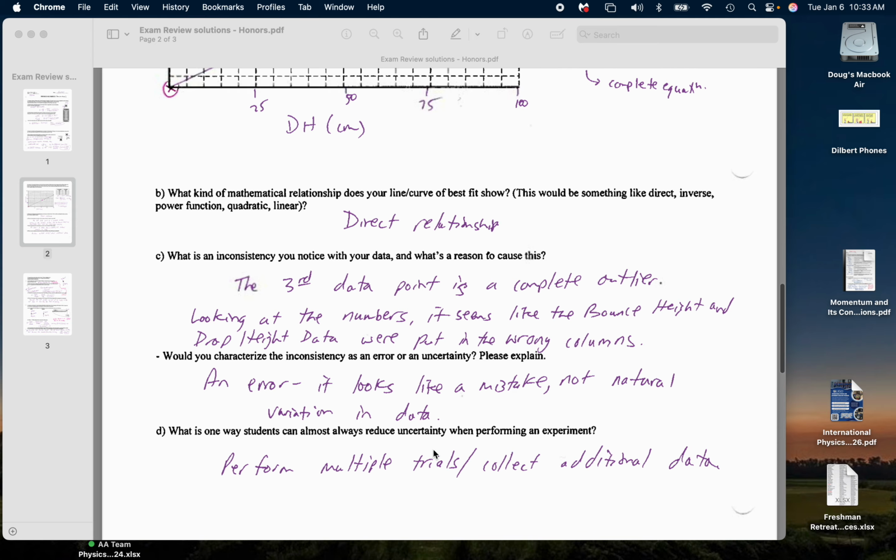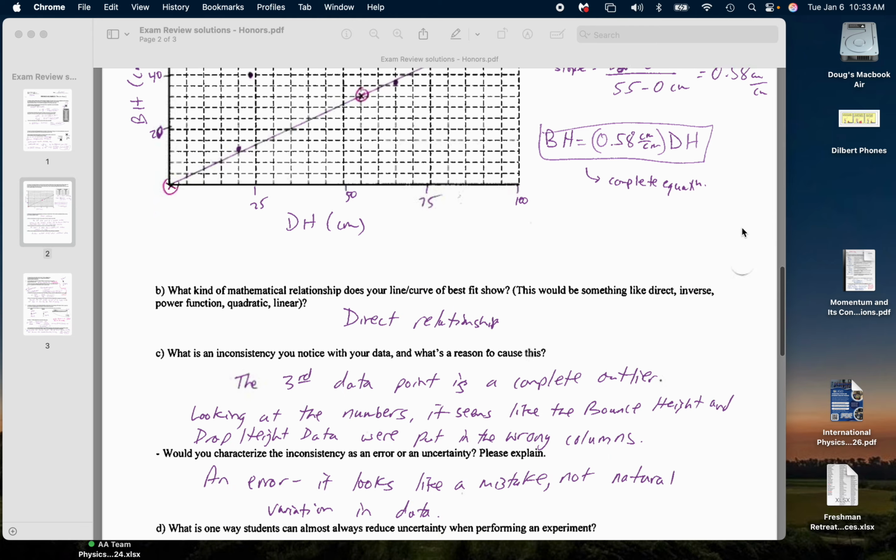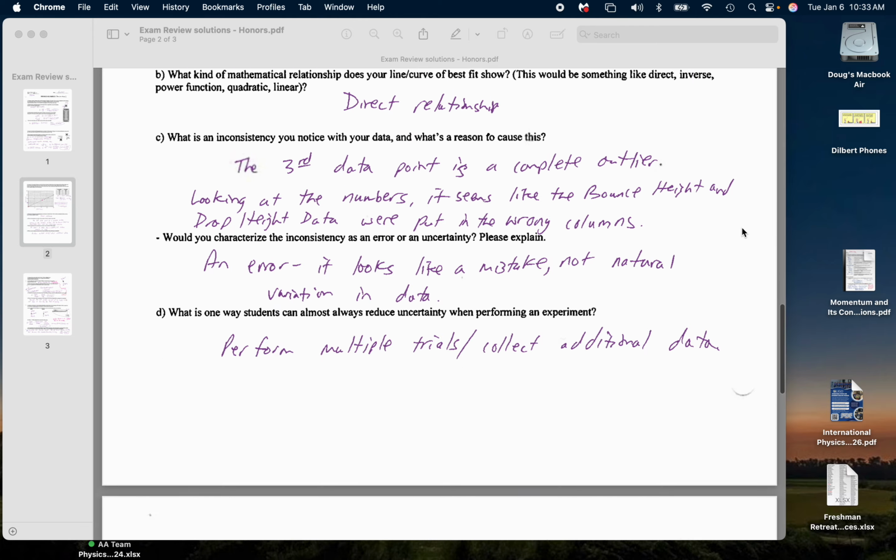And what's one way students can reduce uncertainty? Multiple trials to collect additional data. So if we drop this from these heights, well, which would really be this height, like 3 times each, and we got the average bounce height, that would probably reduce our experimental uncertainty.